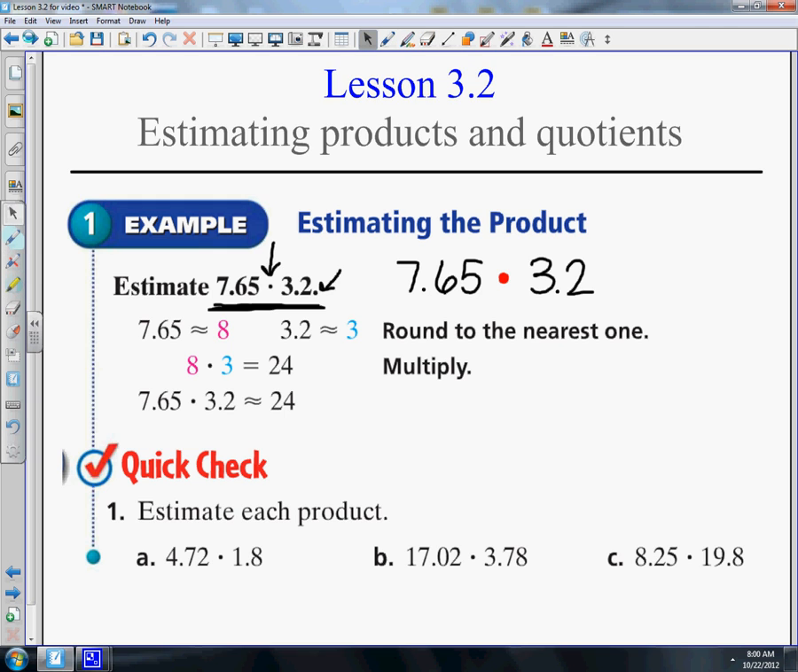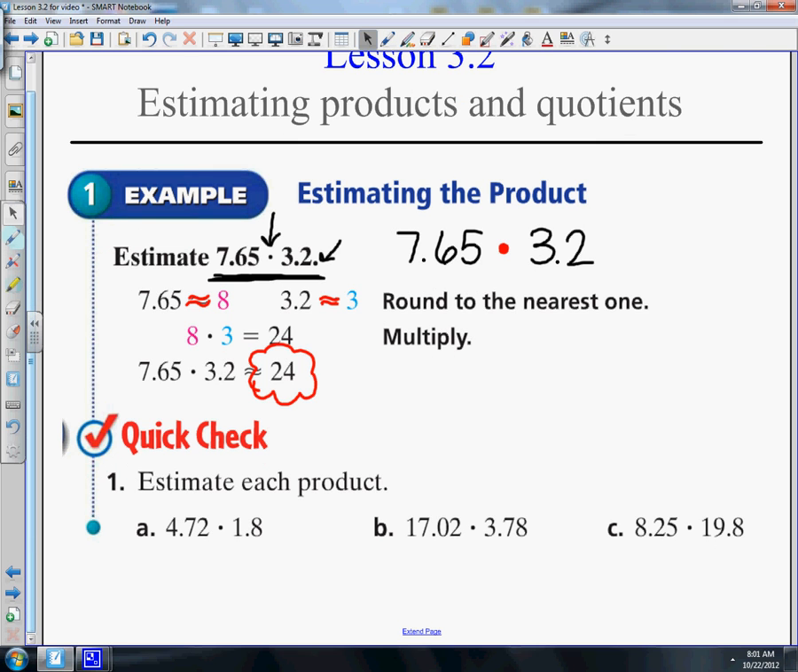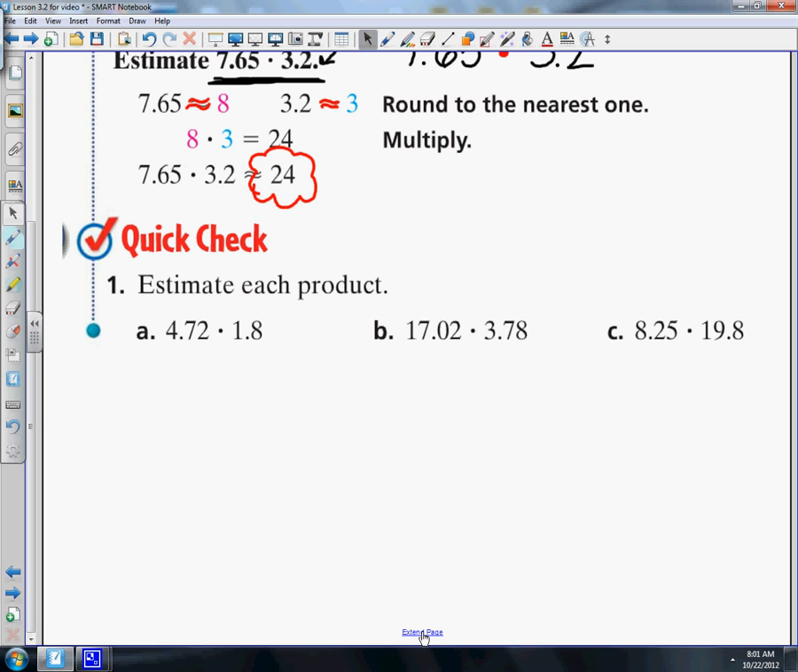a dot. So now, they want you to do 7.65 is approximately 8. That's what these wavy equal signs are. It means that it's close to 8, and 3.2 is close to 3. So then you would say 8 times 3 is 24, so my approximate answer is 24. So try these 3 problems, and then we will go over.